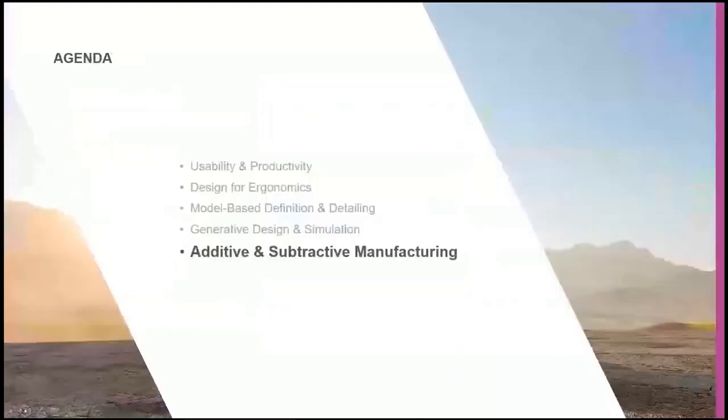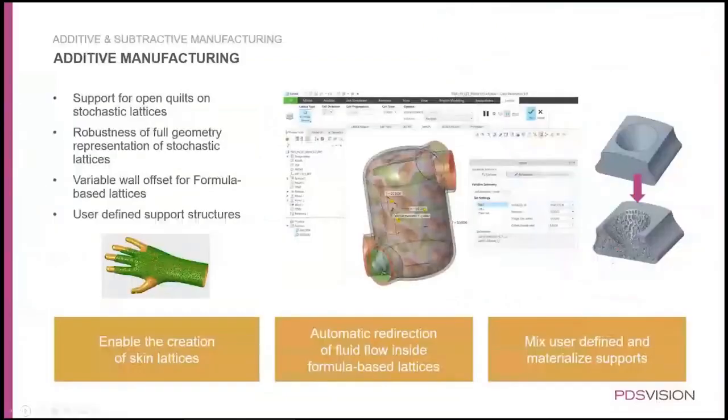Then we jump to the last subject or area of the day, additive and subtractive manufacturing. What's now possible is that we have support for open quilts for stochastic lattices, which means that if you have some med device need for, let's say, this hand, and it can be that this is just a surface model, you can wrap a mesh around it and make your product or supportive system with that.